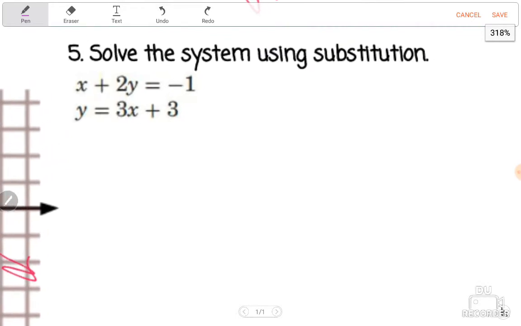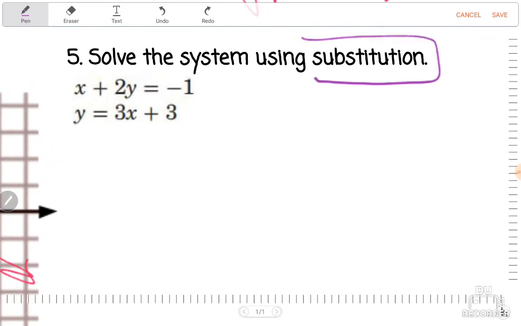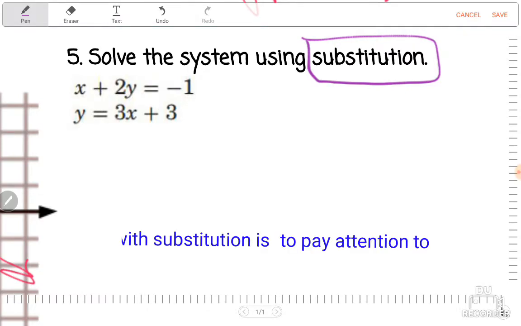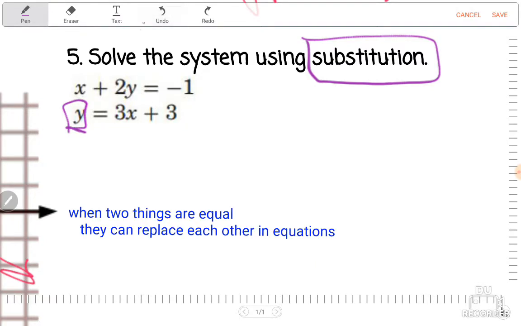Over here, this is using substitution. This method is, I think, the one students find the most difficult because it seems like there's a lot of steps. The main thing is just to pay attention to your equal signs. This equation says that y equals this, so y can be replaced with that.